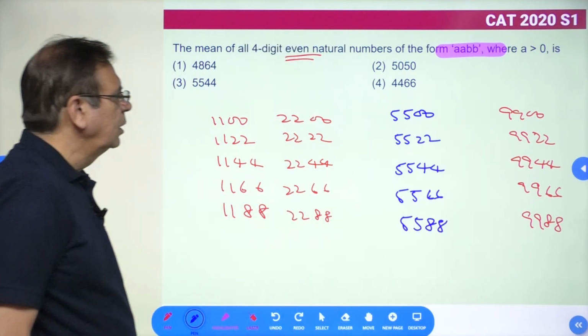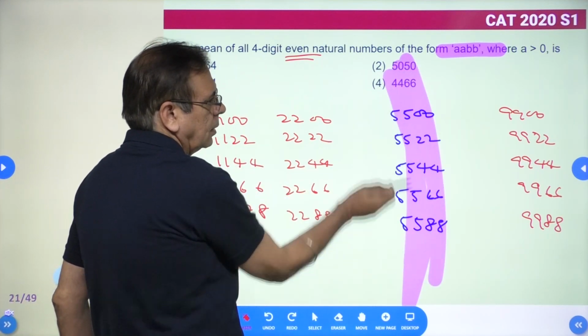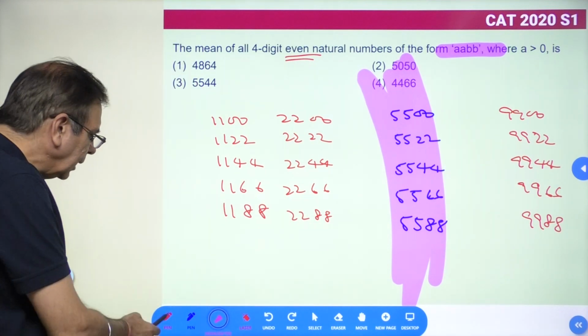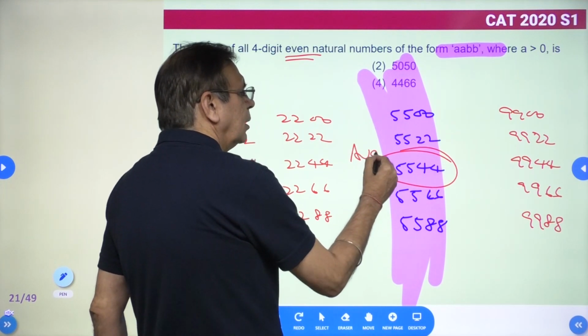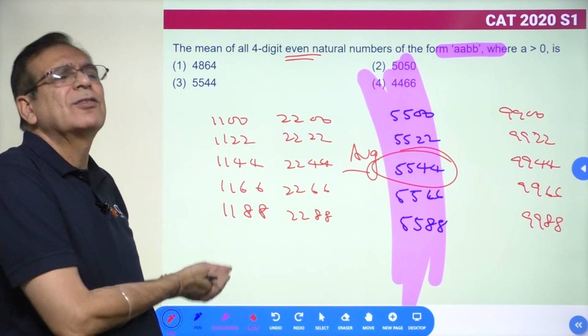Now please look at this. This is my middle series, right? This is my middle series, and which is the middle number of the middle series? This one. This has to be the average. No calculation is needed. If you are calculating, you are wasting your time.